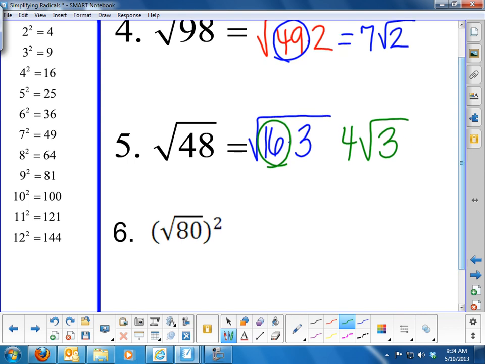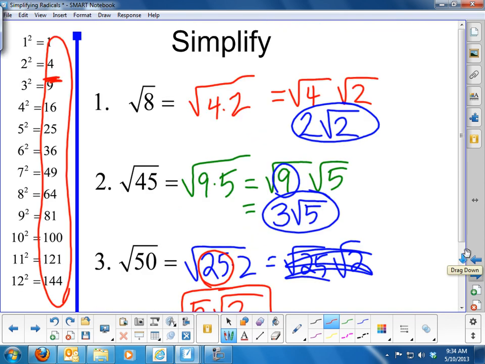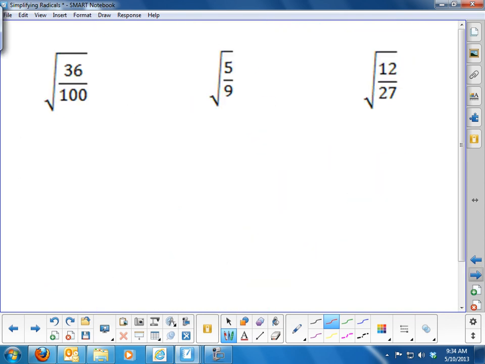Square root of 80 being squared. We've done something like this before. We know that the square root and the square are inverses of each other. They undo each other. So this square is canceled by this square root. So what was the answer to that problem that was just on the board? It's just 80. Okay, so let's keep on moving.